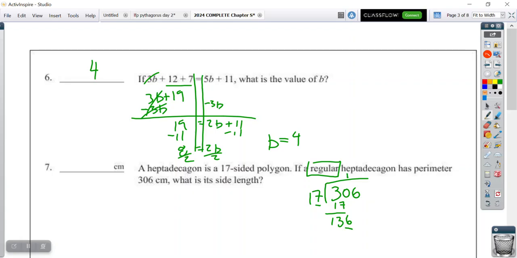Well, 7 goes into 56. So how many times? That would be 8, right? So we go 18. So 8 times 17, 8 times 7 is 56. Carry the 5. 8 times 1 is 8 plus 5. Hey, that's 13. So that each side length has to be 18 centimeters. All right. Long division, gotta love it.